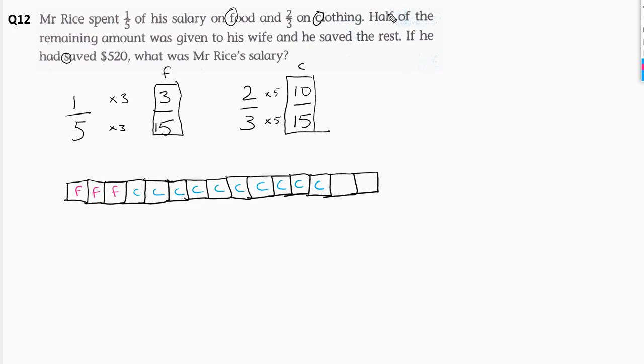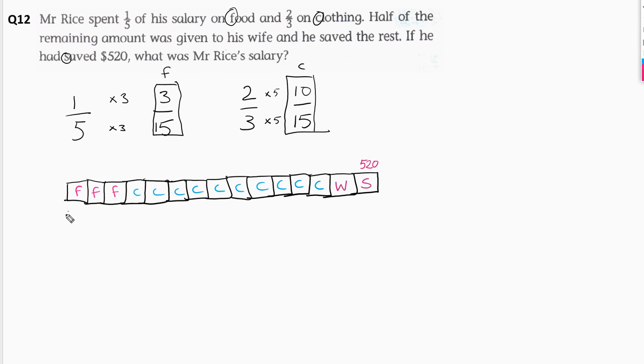And he says that half of the remaining amount was given to his wife and he saved the rest. So we've got these 2 parts left, which is 2/15. Half was given to his wife and the other half was saved. So that's the savings. And here we're told that he had saved 520. Using dollars here, don't worry about that. So that's 520. And we are asked, what's our question? We are asked what was his salary.